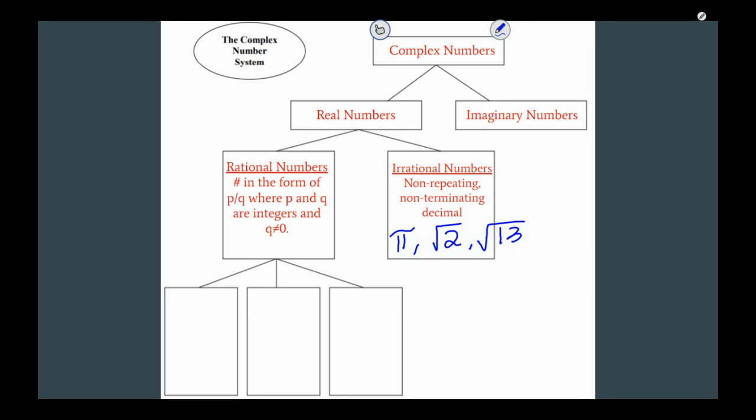Okay, some rational numbers could be like 3, or 12 divided by 6, which is equivalent to what? 2, good. Or you could have some negatives, like -5/2. Include decimals, like 0.25 or 0.3 repeating. Those would all be considered rational numbers.